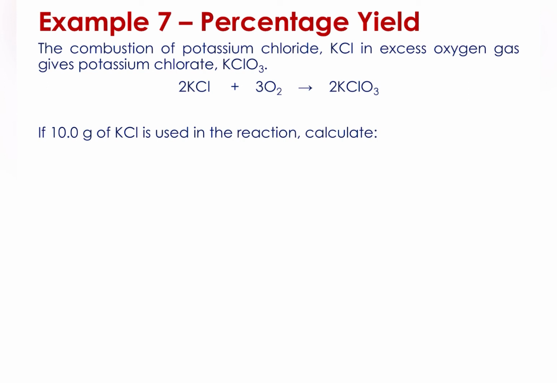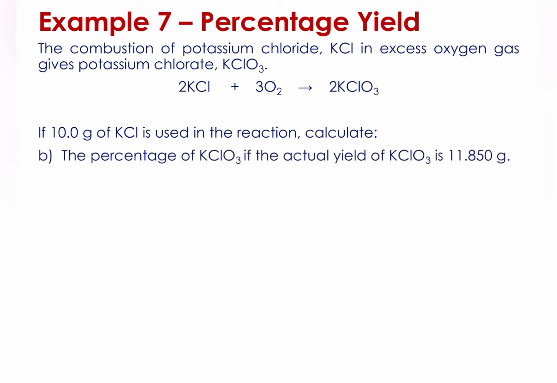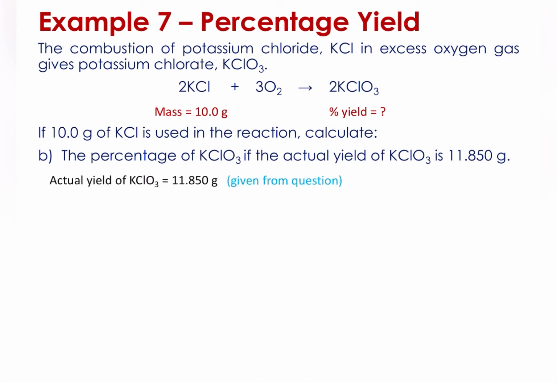Okay, let's continue for question B, where I want to calculate the percentage yield of KClO3 if the actual yield for KClO3 is 11.850 gram. So keluarkan information. So I got the mass for KCl. And then I want to find out the percentage yield of my product KClO3. And what you can see here from question B, you are given the value 11.850 gram. So this value coming from the question is your actual yield because it's given in the question.